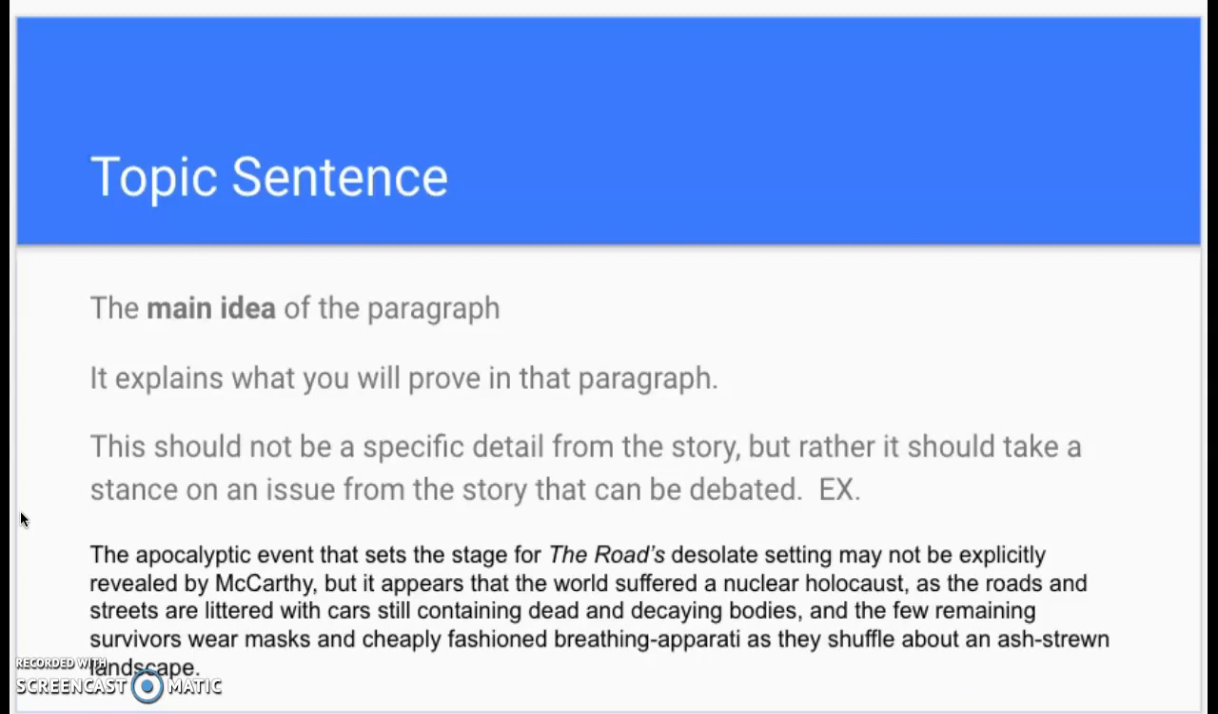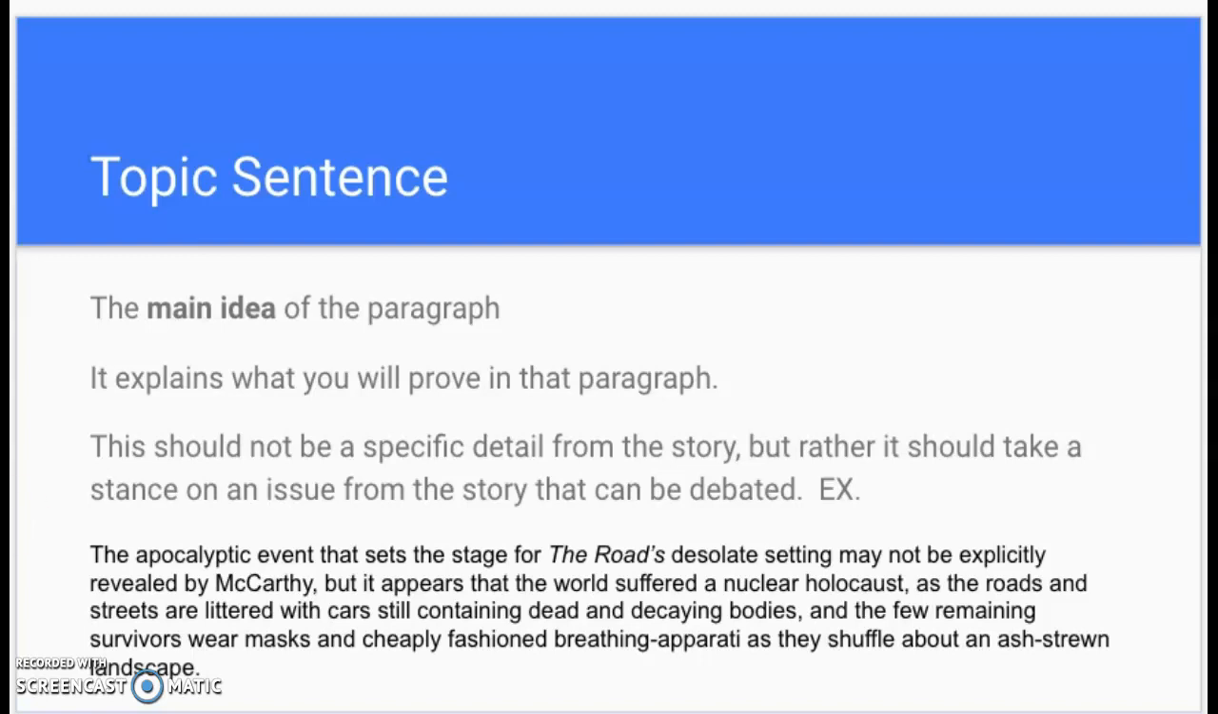So this topic sentence supports my central claim from that original introductory paragraph, but it also states a point that I will prove in this following body paragraph. My point is that the road's desolate setting seems like it has been caused by a nuclear holocaust, and that this nuclear holocaust is obviously man-made. So now in this body paragraph, I'm going to show how McCarthy seems to illustrate that the setting was in fact caused by a holocaust.